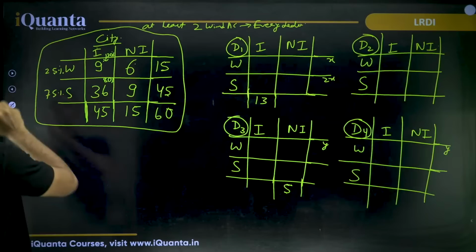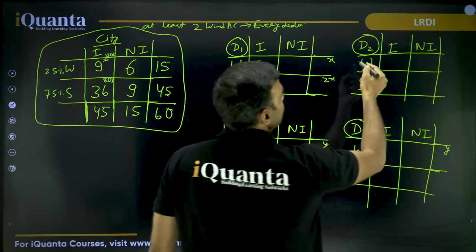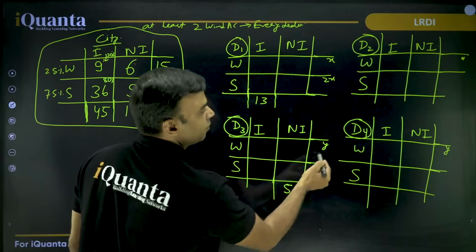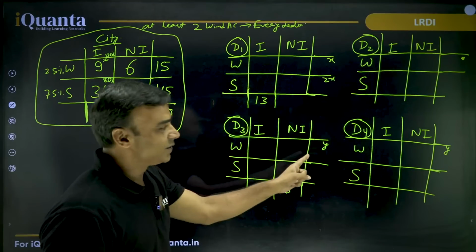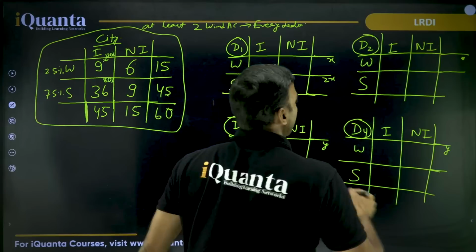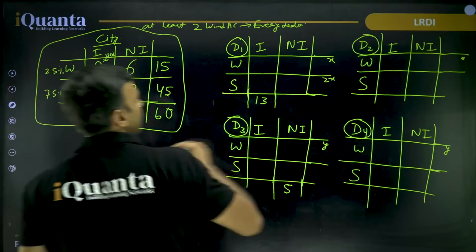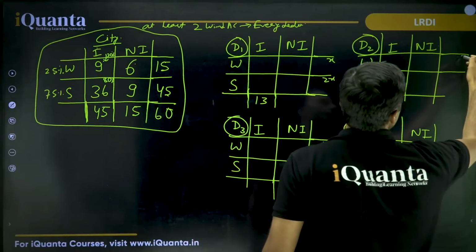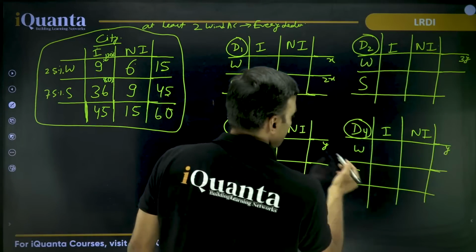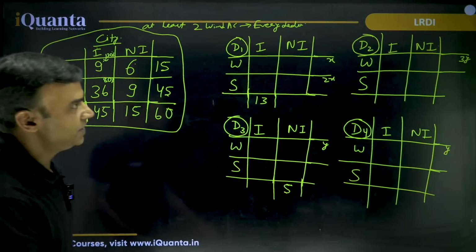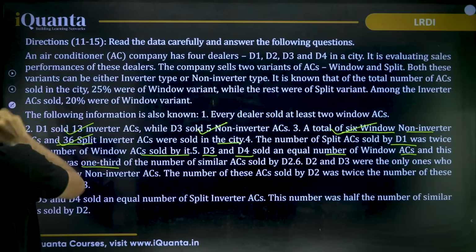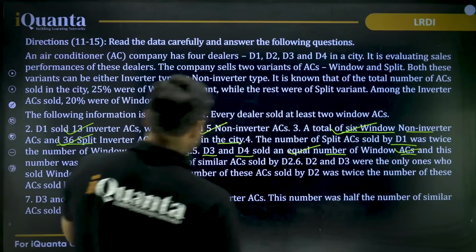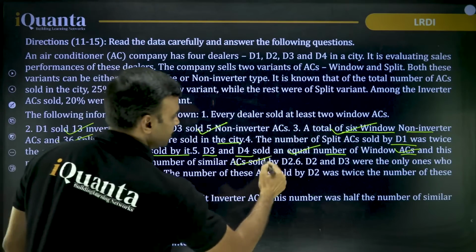So what does that mean? Whatever value we have for window AC in D2, 1/3 of that should be Y. So if this is Y, that has to be 3Y. So I'll just put 3Y there. Just read carefully and keep putting the values in your table. So 3Y, Y and Y. Take a deep breath. Go ahead after that. So we have used this information: equal number of window AC, and 1/3 of the number of similar AC sold by D2.